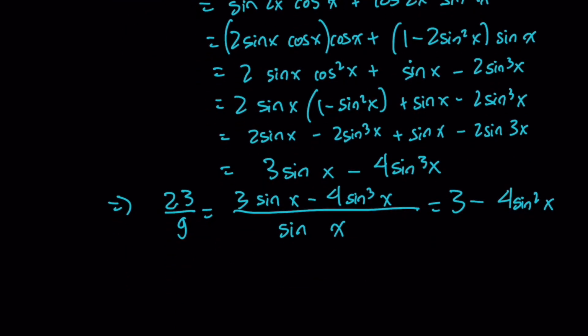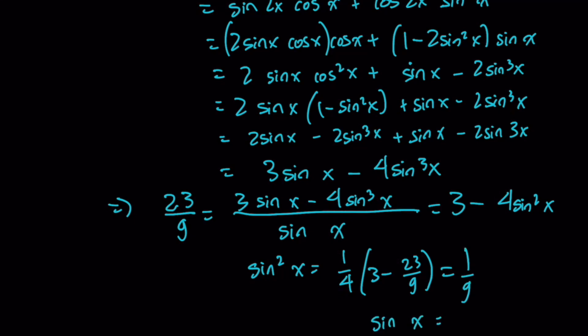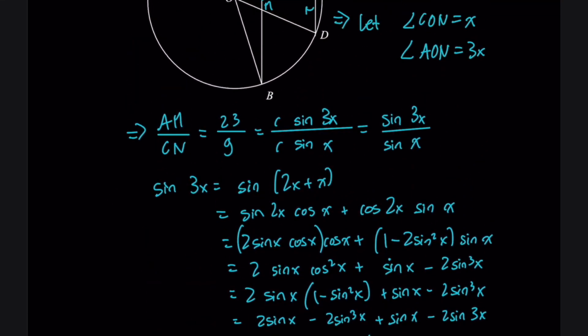From here, I can make sine squared x the subject. I can make sine squared x to be 1 over 4 of (3 minus 23 over 9). If you calculate this, you get 1 over 9. It means that sine x is 1 over 3. We take the positive value since you know x is an acute angle.